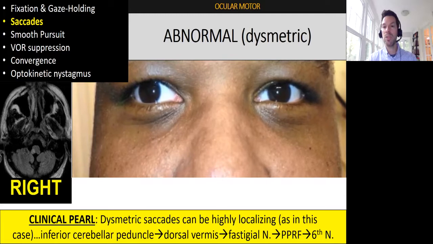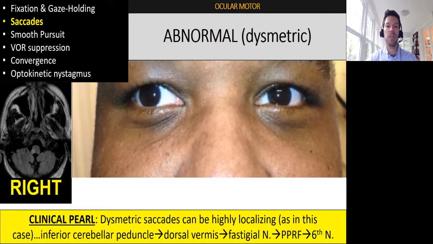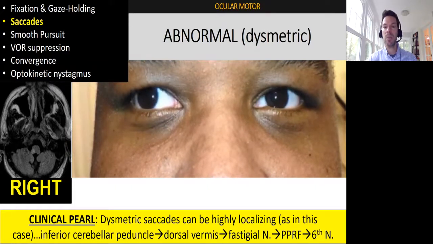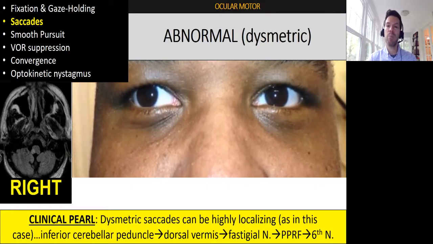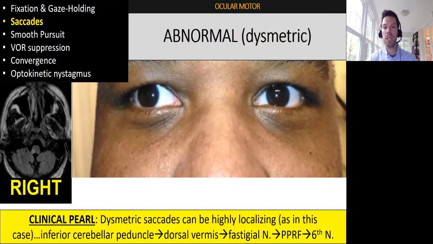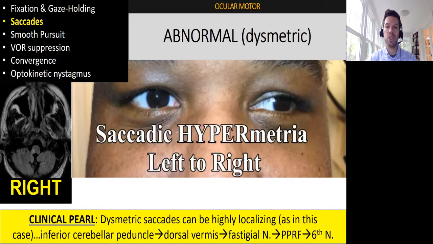And this loop, this circuit, when interrupted, when there's imbalance, can cause hypermetric saccades in one direction, hypometric in the other. If the patient has hypermetric saccades in both directions, you're usually thinking about the fastigial nucleus. If the patient has hypometric saccades in both directions, oftentimes you're thinking about the dorsal vermis.